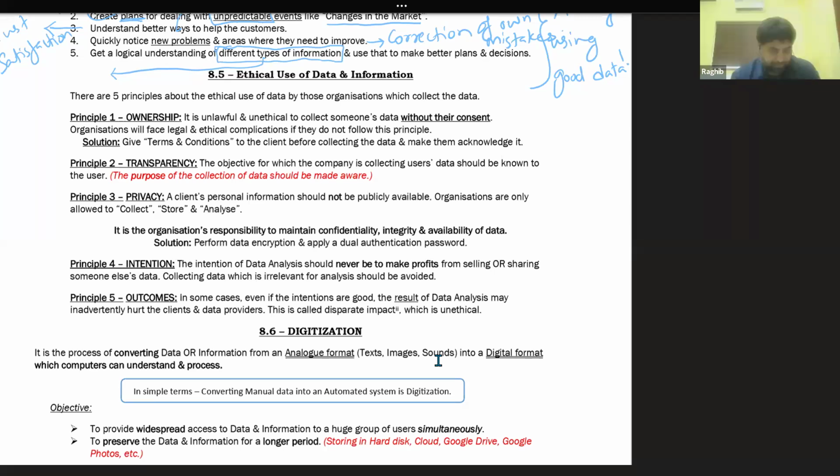Now, the five principles about ethical use of data by those organizations which collect the data. Remember, there are five principles about the ethical use. First one is about ownership. It is unlawful and unethical to collect someone's data without their consent.